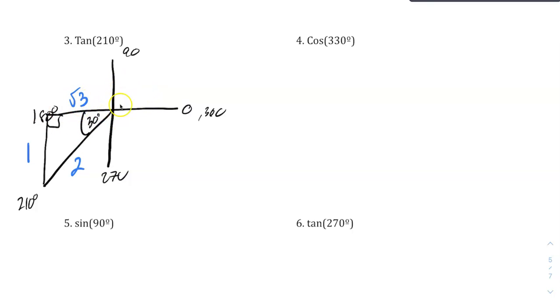Just like I thought before, keep in mind it's an XY chart. I went to the left, so this should be a negative rad 3. I went down, so it should be a negative 1. So it's like a normal XY chart. Hypotenuse is always positive because it's a distance, so that's just positive 2.